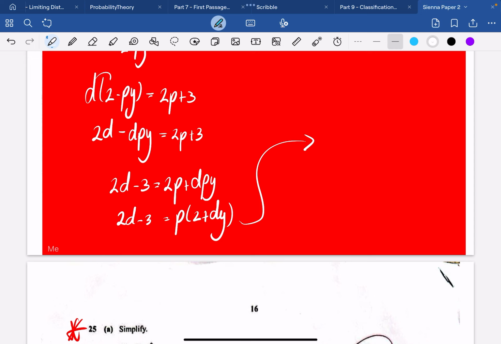Now we just finish it off. We just divide both sides by 2 plus dy. So it cancels there. So we get (2d minus 3) over (2 plus dy) is equal to p. All done.